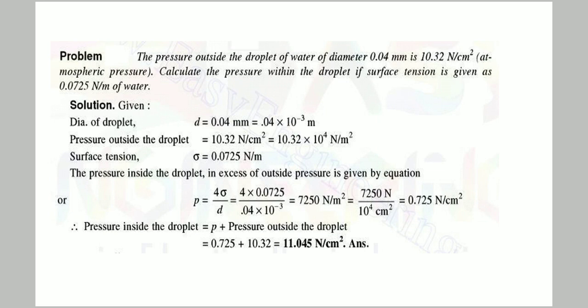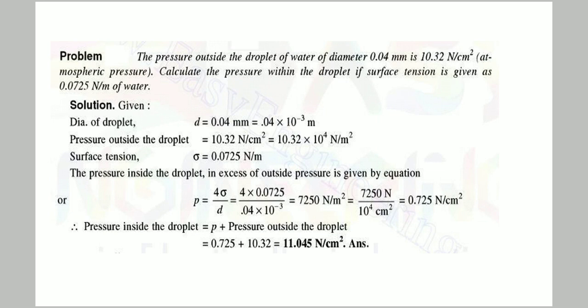So the pressure, let's see a problem. The pressure outside the droplet of water of diameter 0.04 mm is 10.32 Newton per centimeter square atmospheric pressure. Calculate the pressure within the droplet if surface tension is given as 0.0725 Newton per meter of water. So they have given the diameter of the droplet, and pressure also they have given, and surface tension is provided. Now they ask the pressure intensity, that is P value they are asking, pressure force.